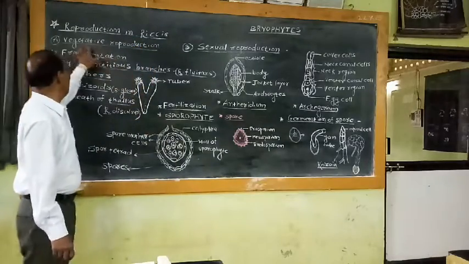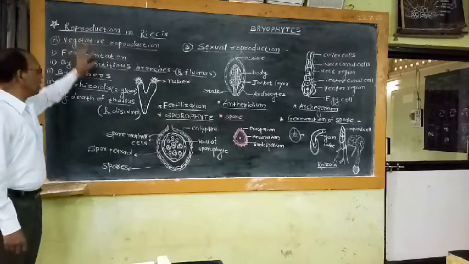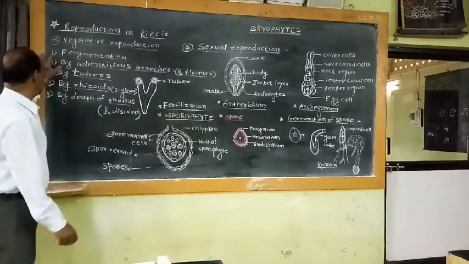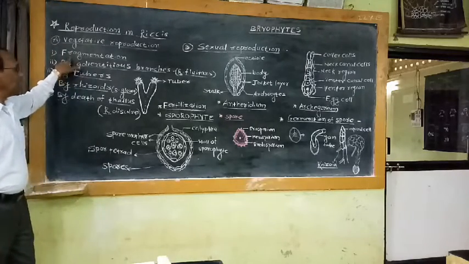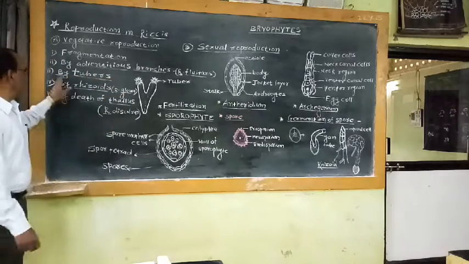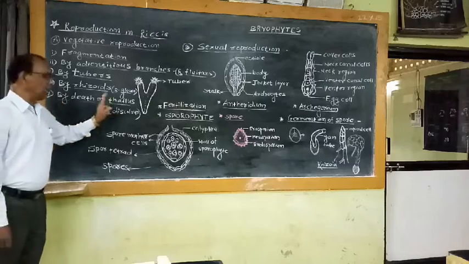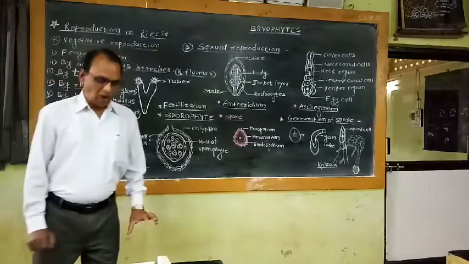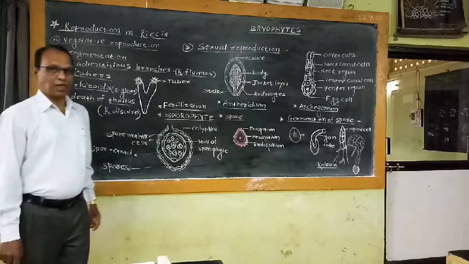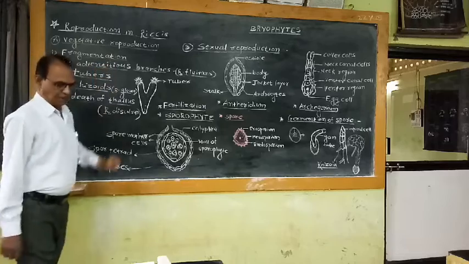If we observe, the vegetative reproduction method takes place by different sub methods. For example, number 1, fragmentation; number 2, by adventitious branches; by tubers; by rhizoids; and by death of the thallus. So how does this vegetative reproduction take place? By the first method, fragmentation.